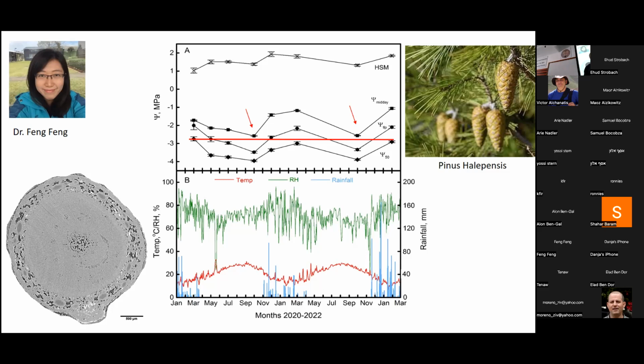So turgor loss point, it's a well-known phenomenon that plants under stress accumulate osmolytes, and then they can sustain their turgor under drier environments. It's more than 50 years old, known knowledge. The shift in xylem vulnerability is less explored. That's what I'm showing you today.